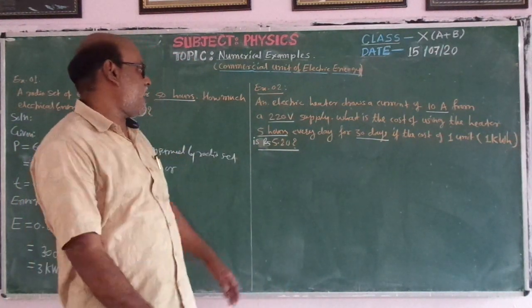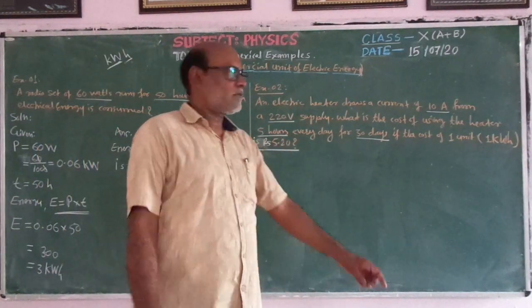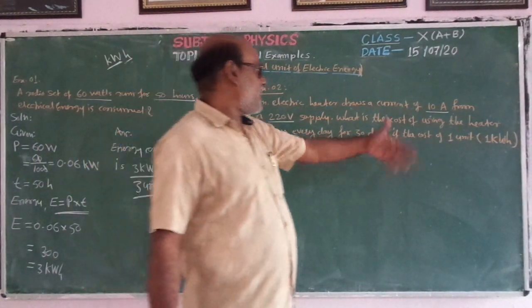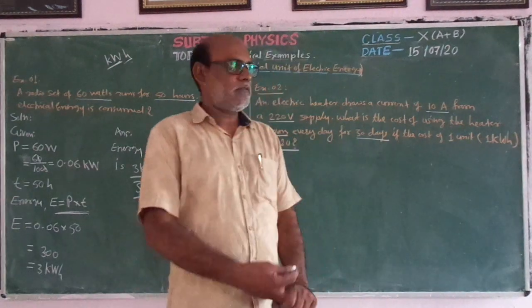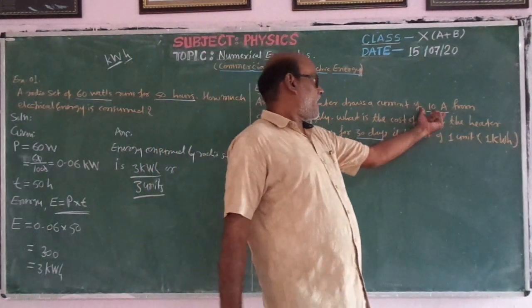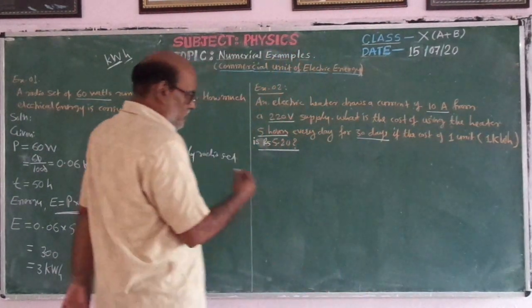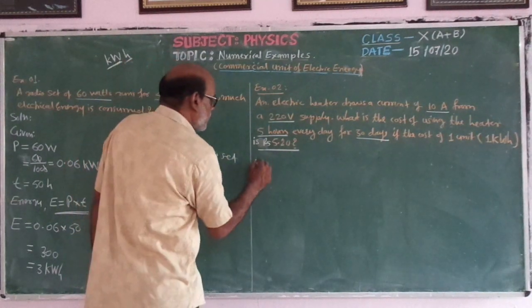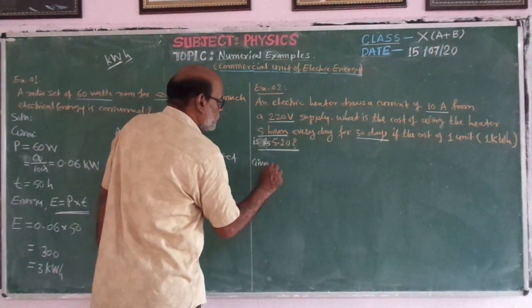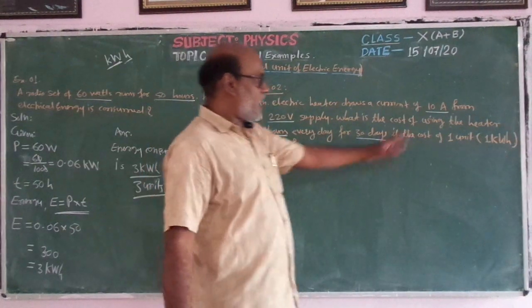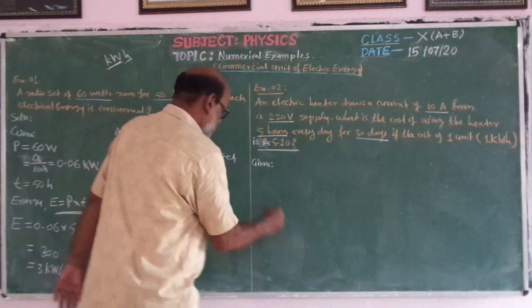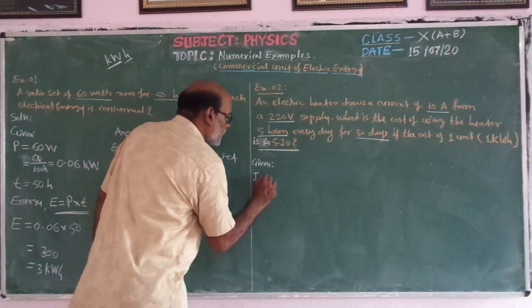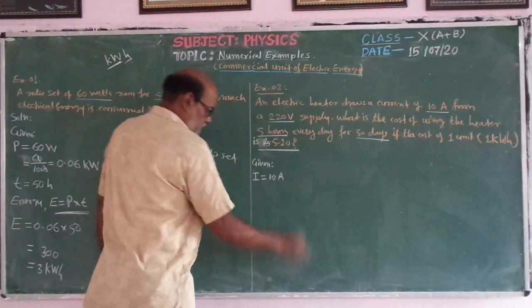What is the device? The device is an electric heater. The electric heater draws a current. Here we are not given the power directly. It draws a current. According to the example, first we prepare the data. What are the given quantities? What is this 10 ampere? 10 ampere is the current, symbol capital I.